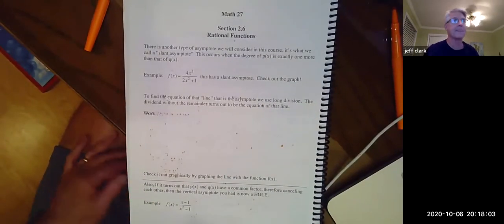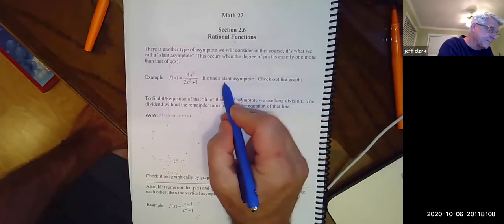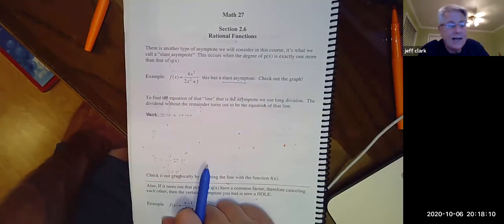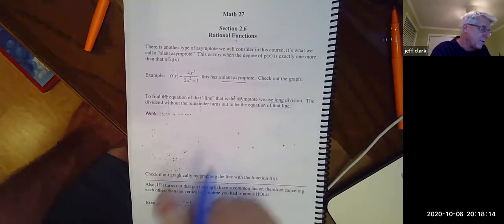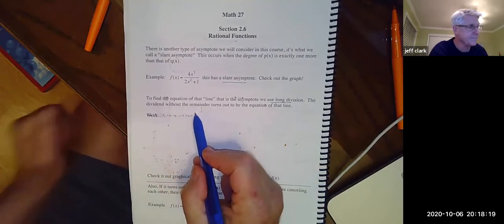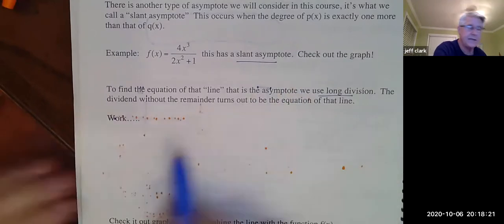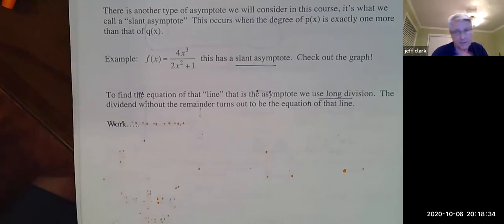Okay. Now, slant asymptotes. That's the other thing that we want to take a look at. So for slant asymptotes, use long division to figure out what the slant asymptote is. And it turns out that when you do the long division, the quotient, without the remainder, is the equation of the slant asymptote. Say that again.